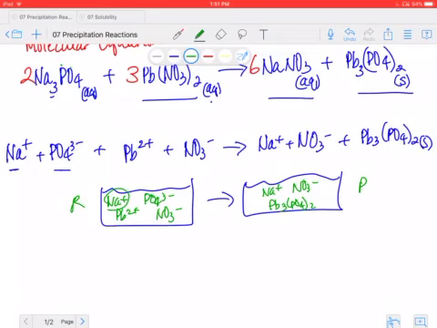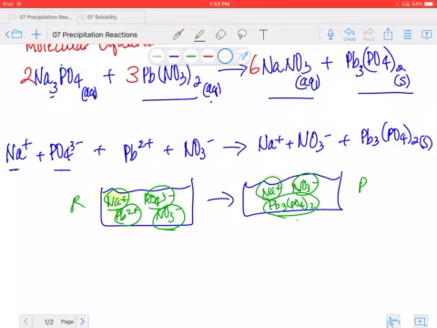If we're thinking about particles, on this side I have 4 particles, and here I have only 3 types of particles because the lead phosphate is together. The reason I've drawn it this way is to help visualize what's happening. Remember, for a reaction to take place, particles have to change. And in this case, we have several particles that have not changed.